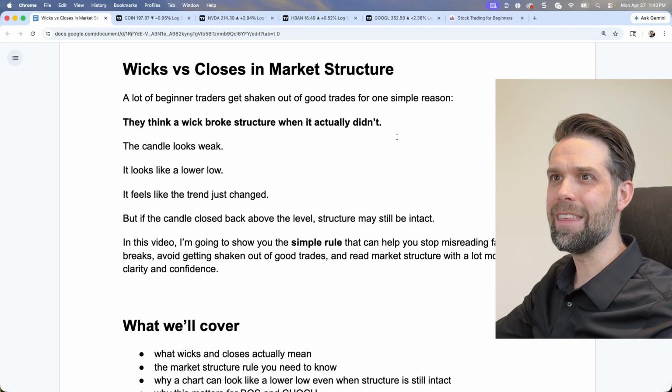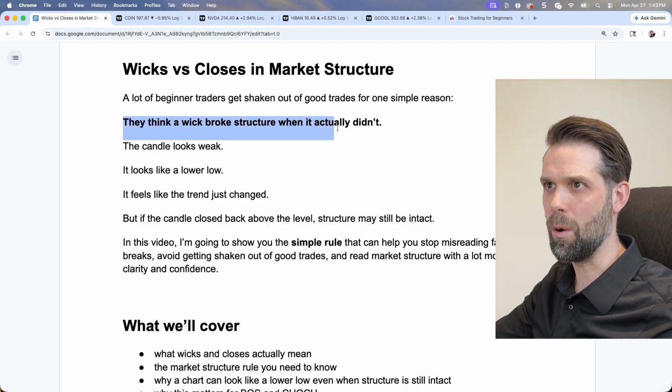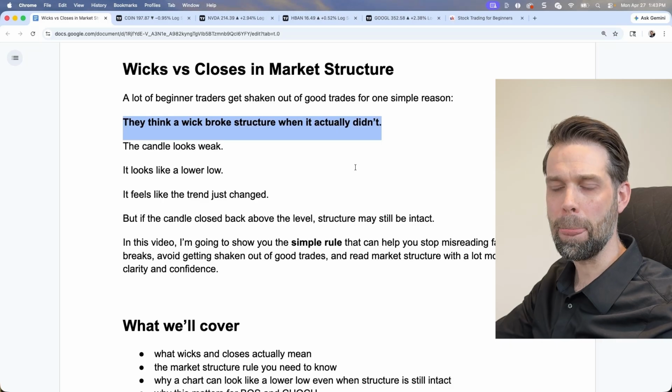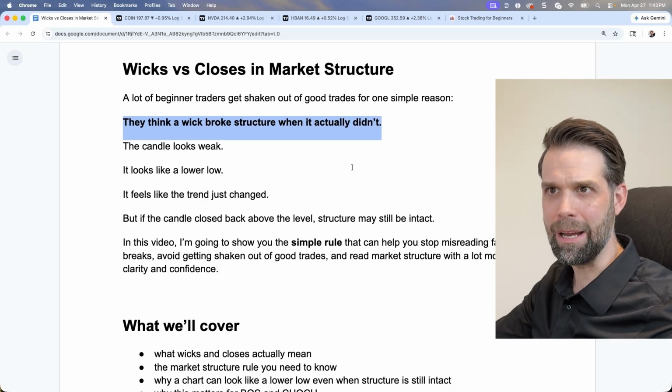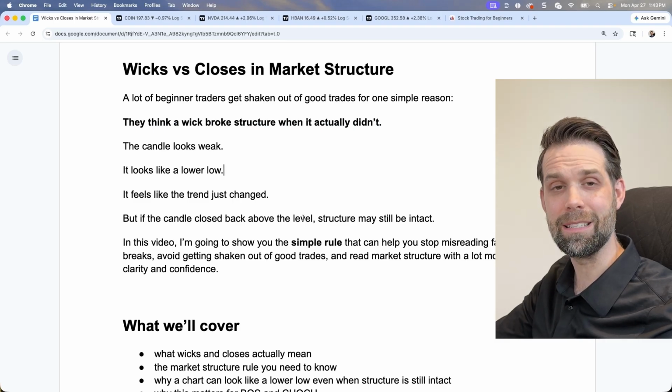A lot of beginner traders get shaken out of good trades for one simple reason. They think that a wick broke structure when it actually didn't. So a candlestick might look weak. It might look like a lower low is forming. It feels like the trend has just changed. But if that candle closes back above the level, the structure may still be intact.